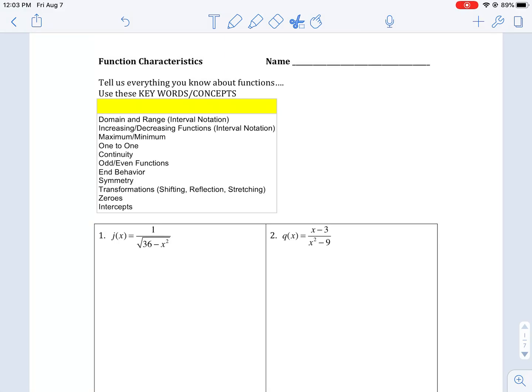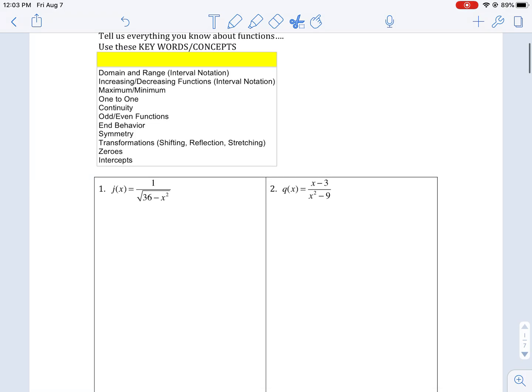All right, we're going to work through problem number 1 on this function characteristics worksheet. And remember, what we're trying to do is just to kind of pick apart some of the features of a given graph, right? So number 1 is 1 over the square root of 36 minus x squared. And the first thing you want to do is be able to graph it. And we'll use Desmos, since you're already on a computer.